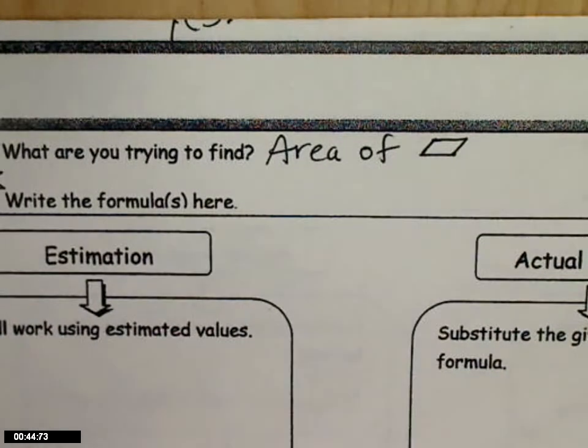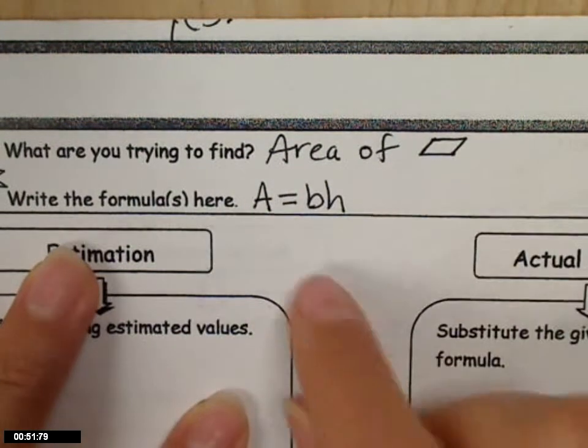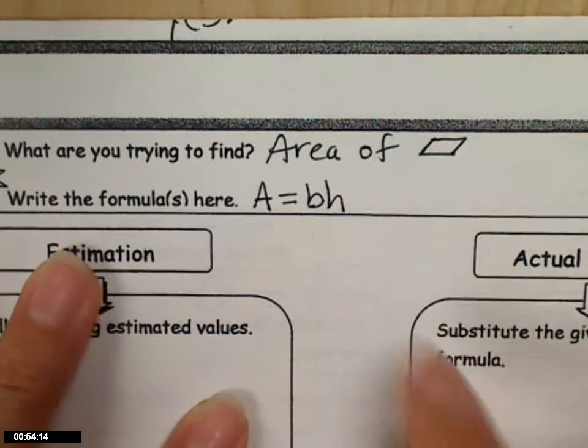Then it says write the formula here. What formula will I use? Good, thank you. A equals little b times little h. Ready?